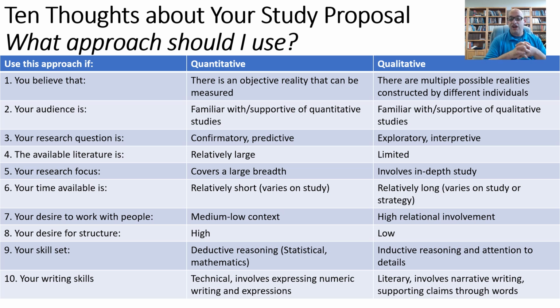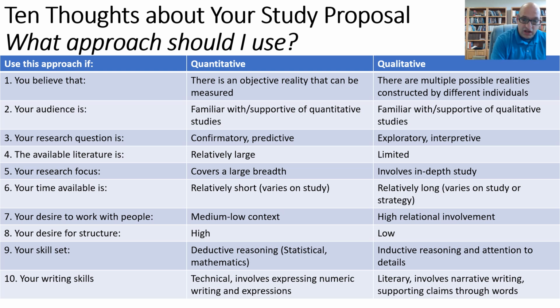Number 7, your desire to work with people. If you're more independent, you don't want to interact with a lot of people, then quantitative is probably more suited for you. If you're highly intentional about being with people, then qualitative is the design set that you would like to use for that study. Number 7, your desire to work with people: medium and low context, high relational context. That's the thing you want to think about. Number 8, your desire for structure. It's high, it's low. Deductive reasoning, statistical, mathematic. Inductive reasoning, you're focusing on details, words that individuals use.